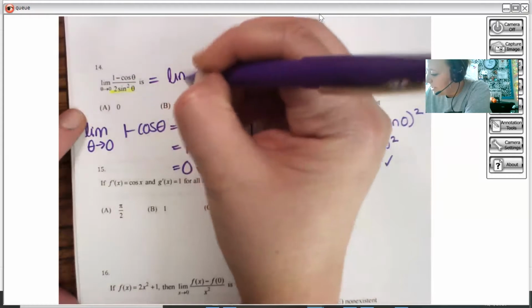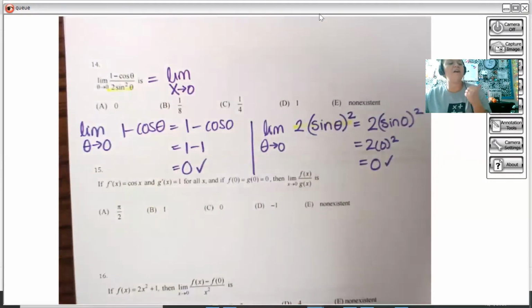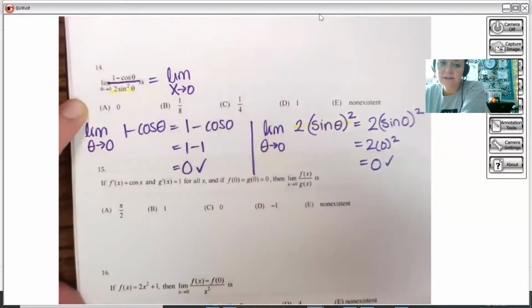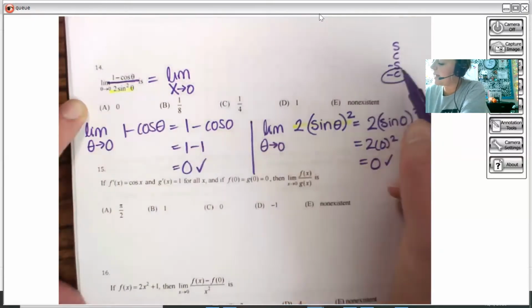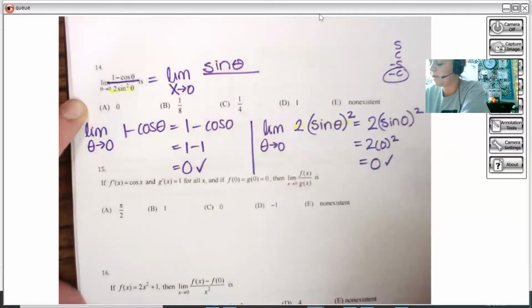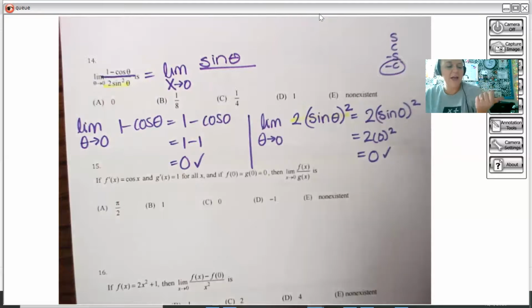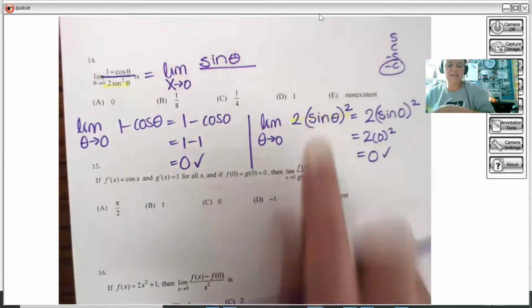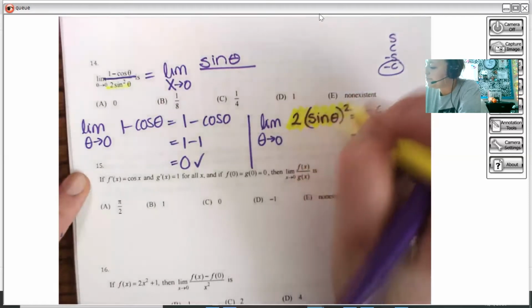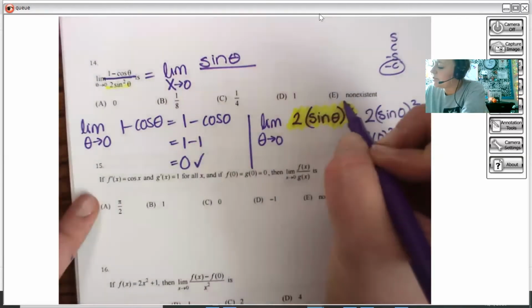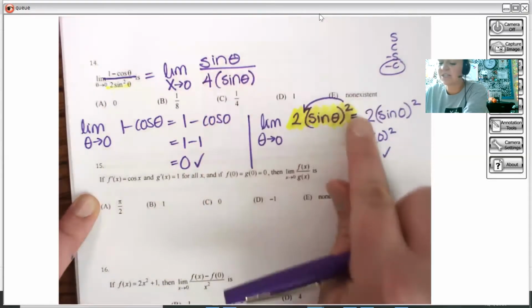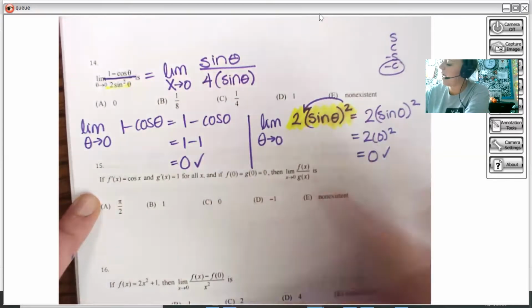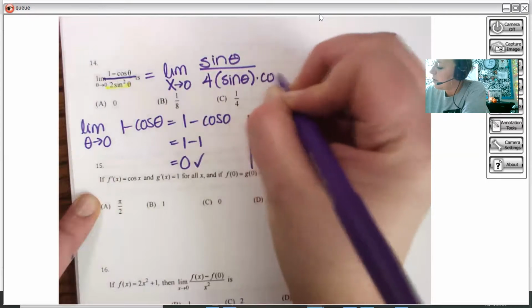Reapply the limit as theta approaches 0, but then I'm going to have to take the derivative of the top and the bottom separately. So if this is 1 minus cosine theta, the derivative of negative cosine is going to pop me back up to sine theta. Notice it's going to switch it to be positive. And then on the bottom, I'm going to look at this version because I think it looks nicer, but I'm going to have to do chain rule on this. So my outside function, I would do 2 times 2, which gives me a 4. Sine theta stays the same, but now it's just to the first power because I power it down by 1. And then I have to multiply by the derivative of sine theta, which is a cosine theta.